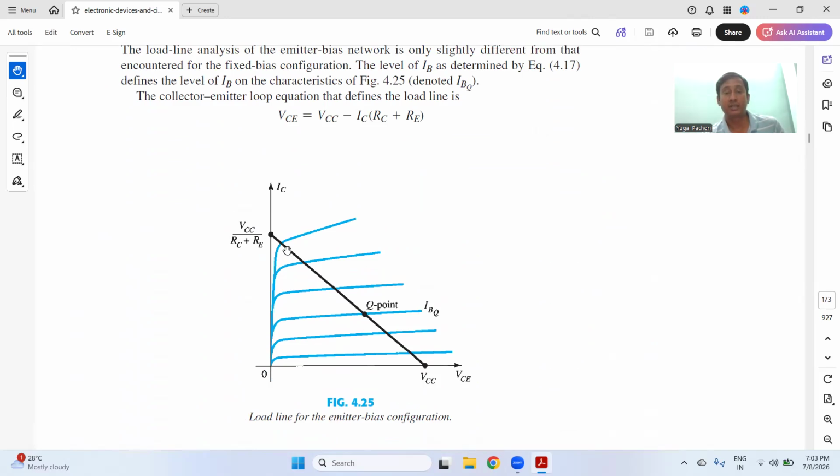If the operating point is at this side, the transistor operation will be different. If the operating point is at the midway, the transistor operation will be different. If it is at the lowest side, the transistor operation will be different. And on my experience basis, and due to the analysis of the transistor, if the operating point is in the middle, the transistor is working better as an amplifier. So these are the understandings.